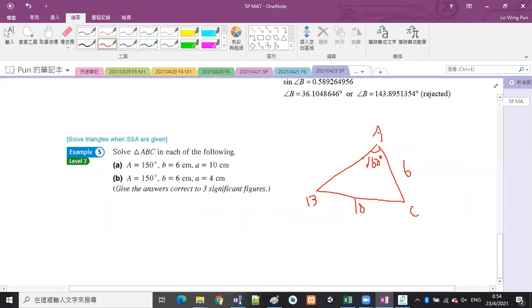So then we have one pair of corresponding length and angle. So we can use the sine formula. So let us circle this first. This is the given pair of corresponding length and angle. Then what is the second pair? The 6 should be corresponding to angle B. Okay, the 6 is corresponding to angle B.